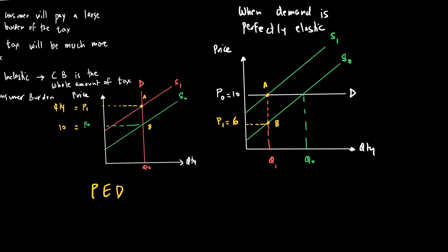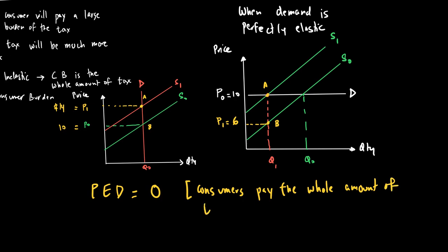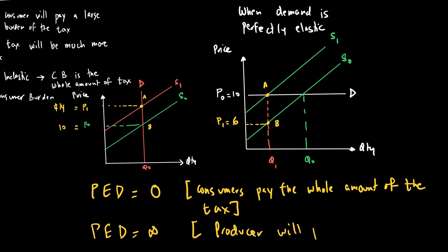of demand is 0, this means perfectly inelastic. Consumer pays the whole amount of the tax. And if PED is infinity, perfectly elastic, the producer will pay the tax.